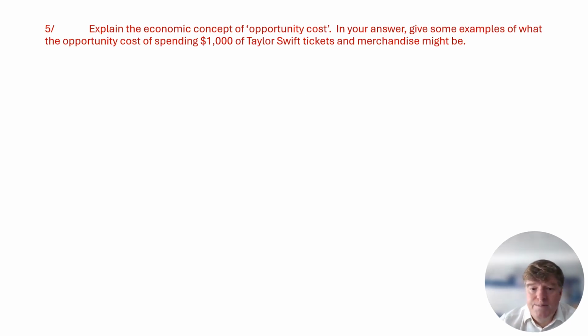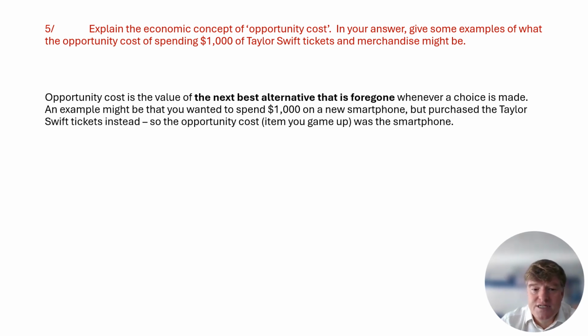Explain the economic opportunity cost. In your example, give some examples of what the opportunity cost of spending $1,000 on Taylor Swift tickets and merchandise might be. Opportunity cost is the value of the next best alternative that's gone. What else could you have done with that money when a choice is made? So an example might be that you're also thinking about buying a new smartphone. So the opportunity cost, what you gave up to buy the Taylor Swift tickets, is the new smartphone.